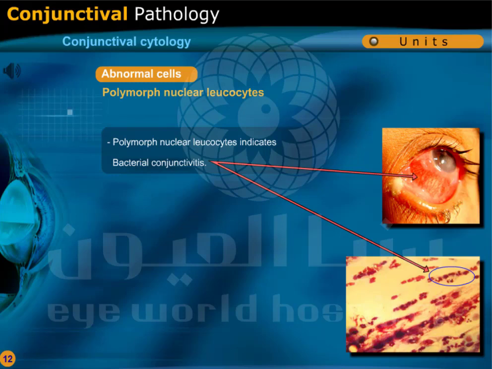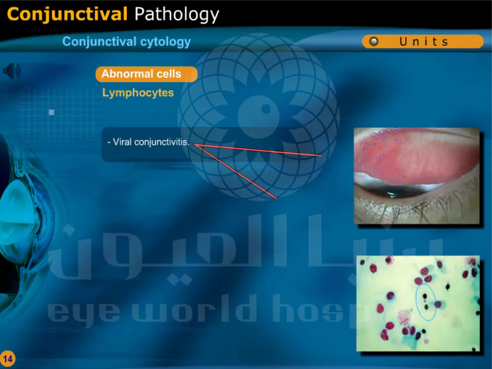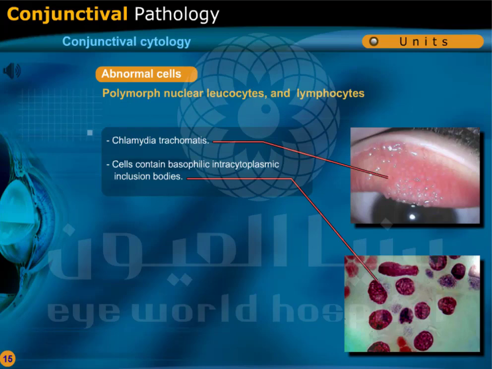Abnormal cells. Polymorph nuclear leukocytes indicate bacterial conjunctivitis. Eosinophils are present in allergic conjunctivitis. Lymphocytes occur in viral conjunctivitis. Polymorph nuclear leukocytes and lymphocytes. Cells contain basophilic intracytoplasmic inclusion bodies in Chlamydia trachomatis.